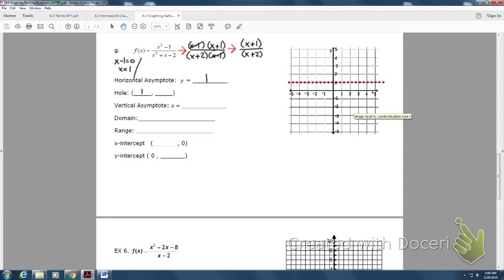And then to find the Y value, what do I do with that 1? I've got the X value of my hole. What do I need to do to find the Y value? Just plug it back in. So I would have 1 plus 1 over 1 plus 2, which would give me 2/3. So I'll go over to the graph, and roughly at 1, 2/3, I'm going to put a hole right there.